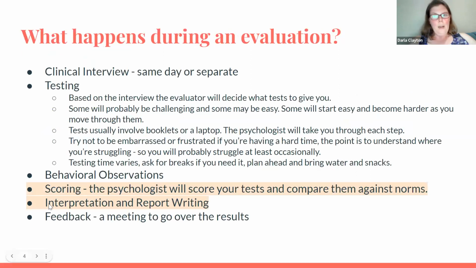So I thought it might be helpful to talk about what exactly happens during an evaluation. I know for some people that helps ease your mind if you're thinking about going in for one. They're not all exactly the same. This is what a typical neuropsych evaluation might look like. Some people might do things a little bit differently, but I'm going to guess most of them are going to look something like this. Usually they start with a clinical interview.